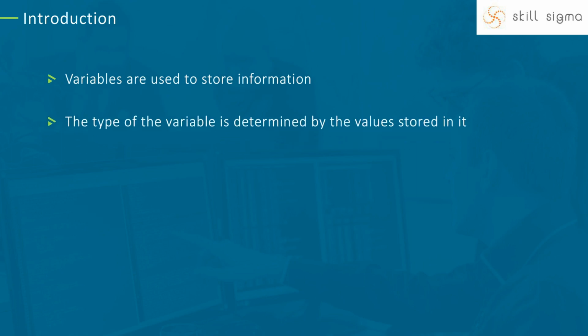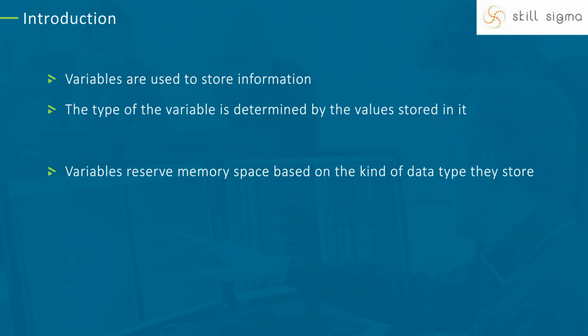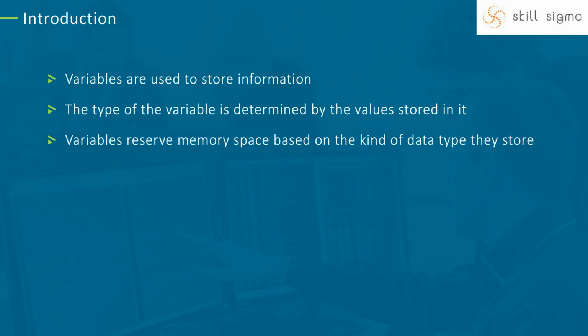In programming languages, we usually need variables to store information. The type of the variable is purely based on the kind of information it holds. If it is an integer, then the variable has an integer data type. Variables are merely reserved memory locations at which values are stored.